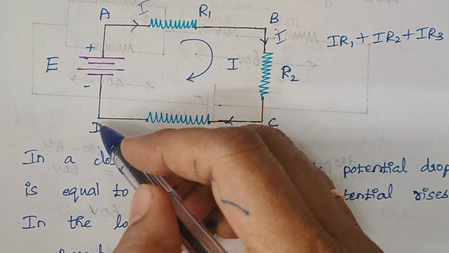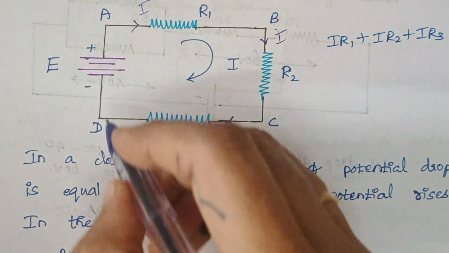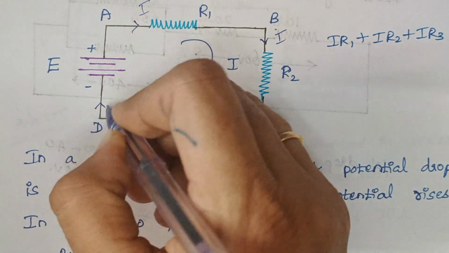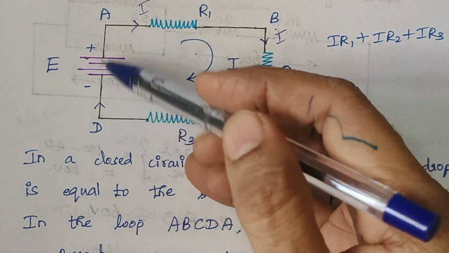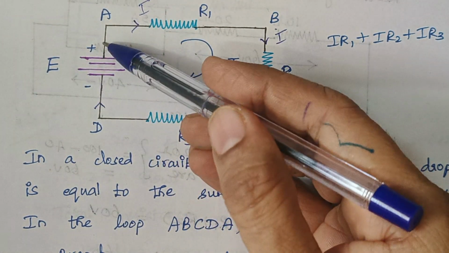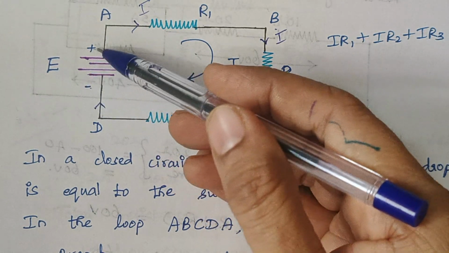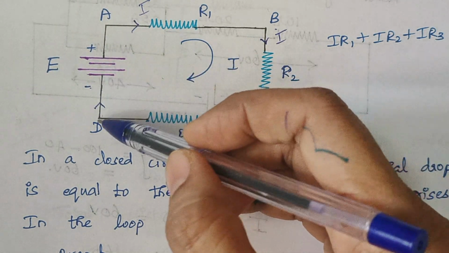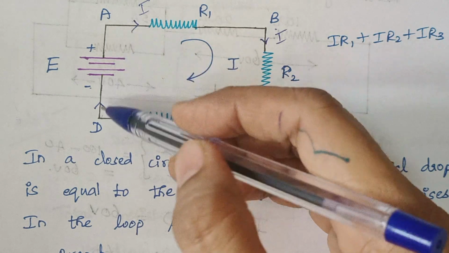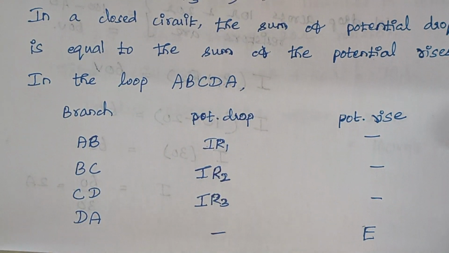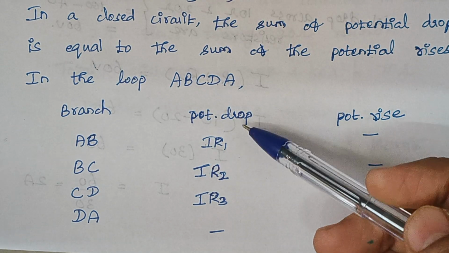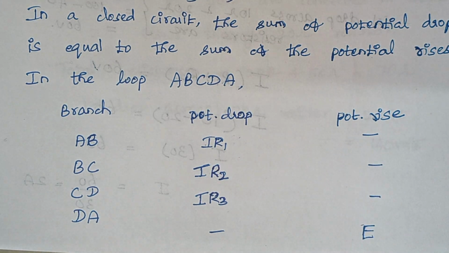And when you look at the branch DA, see the polarity. Here the current flows from minus to plus, that is, from lower potential to higher potential. Therefore this is considered a voltage rise. This is what is written here. These are the potential drops and this is your only potential rise.